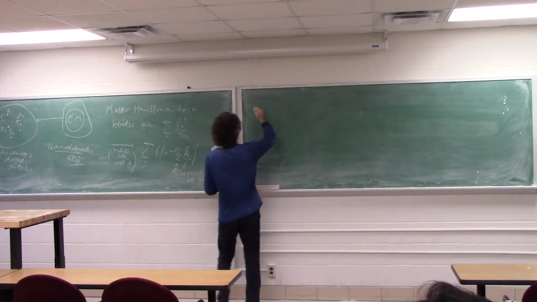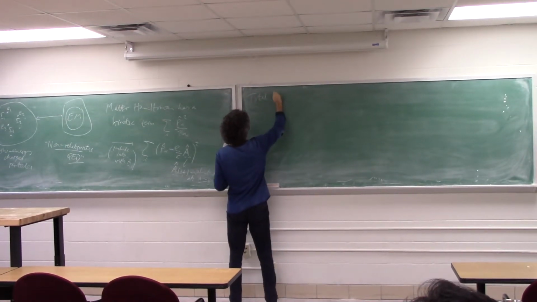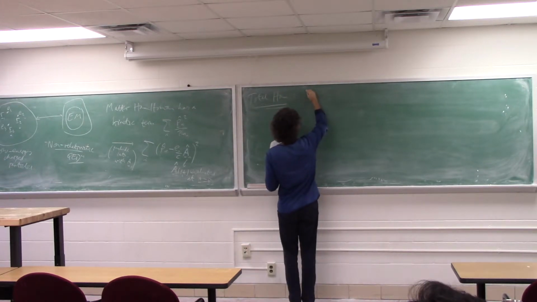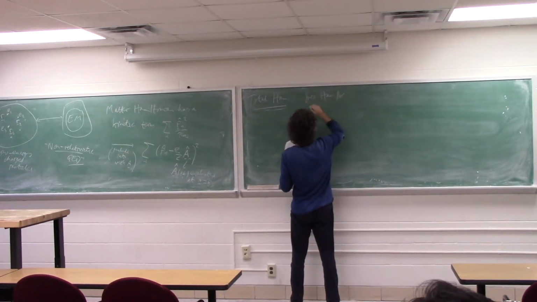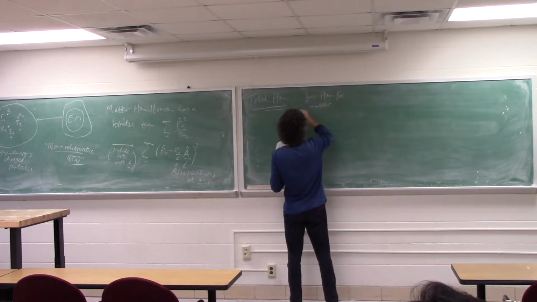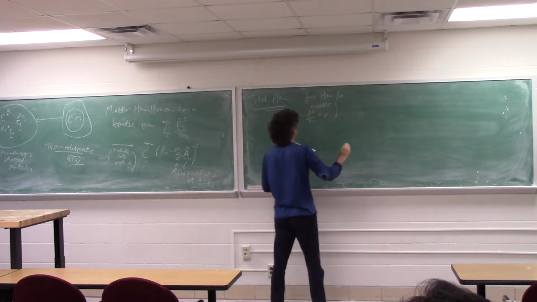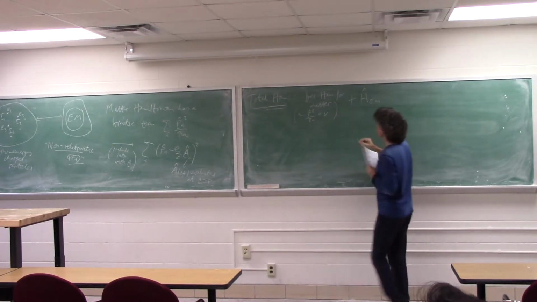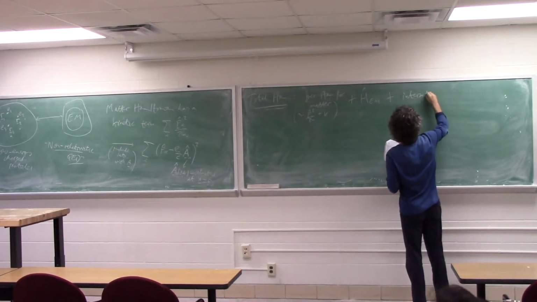Now without going through the formalities, if you're interested, look in the book. The upshot is that the total Hamiltonian can be expressed as the free Hamiltonian for matter. So you have terms of the form p squared over 2m plus the potential, plus the free Hamiltonian for the electromagnetic field, plus interaction terms.